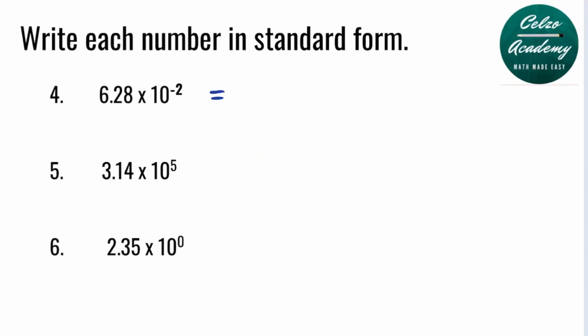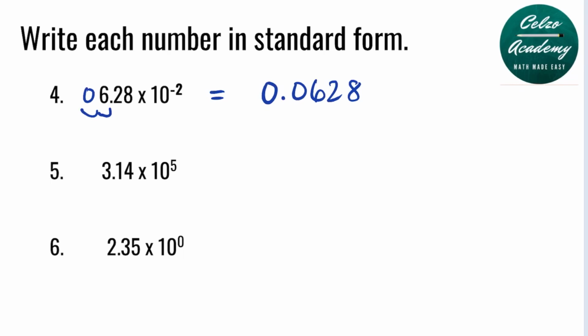Question number 4. The power is negative 2, so we move the decimal point 2 places to the left. 1 to the left, that means we need to add 1 more 0. So the answer is 0.0628.